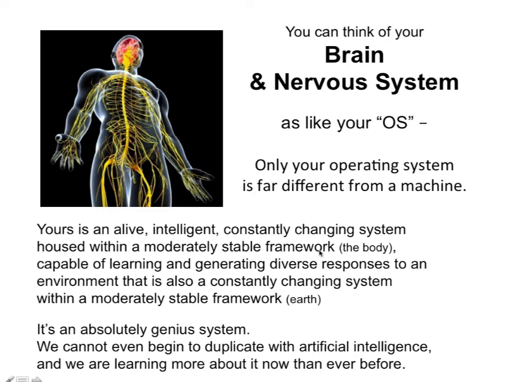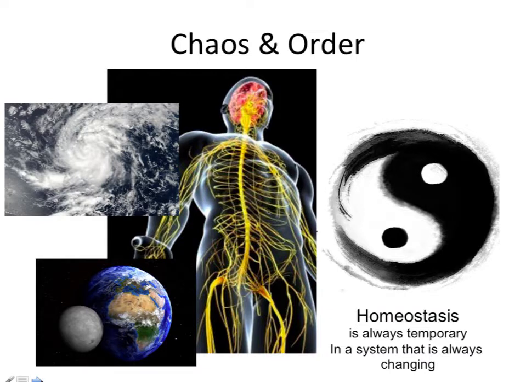Because the framework of our body does age and change over time and begin to break down, say, later in life. But it is moderately stable, and we're capable of learning and generating diverse responses to an environment that is also a constantly changing system within a moderately stable framework. You know, the earth, the sun rises and sets each day, and so on. So it is a completely genius system, just an absolutely amazing system, and super exciting to begin to be able to learn so much about it now. I just absolutely love this stuff.